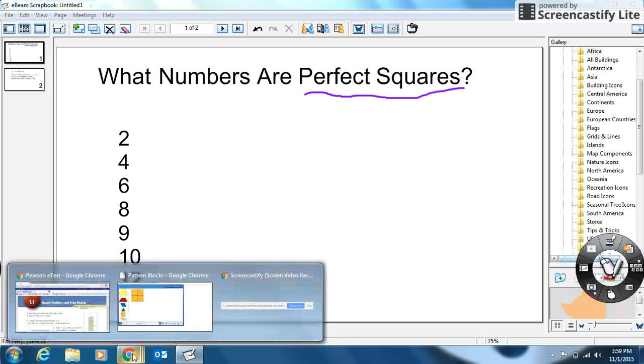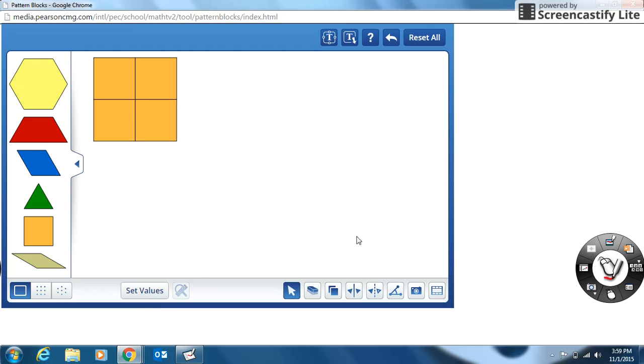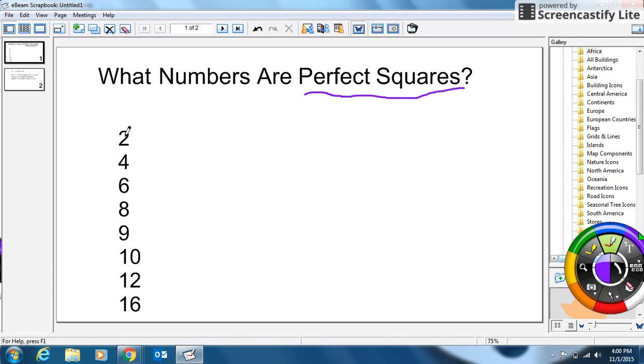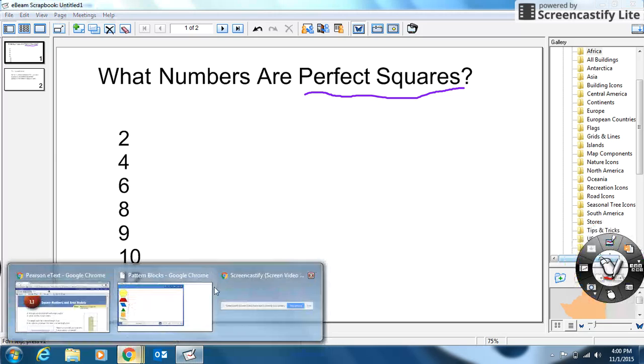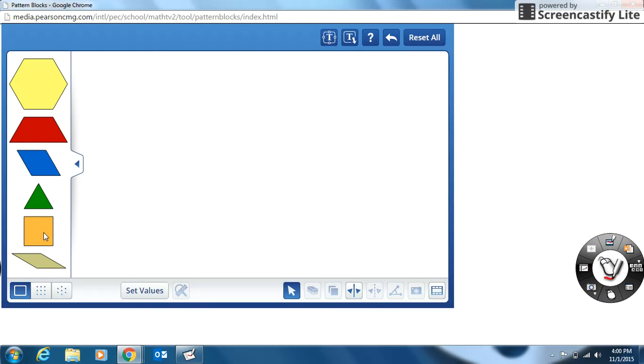Well, what we're going to do is go to our E Pearson. I've already pulled up pattern blocks here. I was playing around with it earlier. I'm going to erase these blocks. Okay, so how do we figure out if a number is a perfect square? Well, the number we're dealing with again is 2 in this first example. So what we need to do is we need to pull out 2 pattern blocks. In this case, 2. All right.